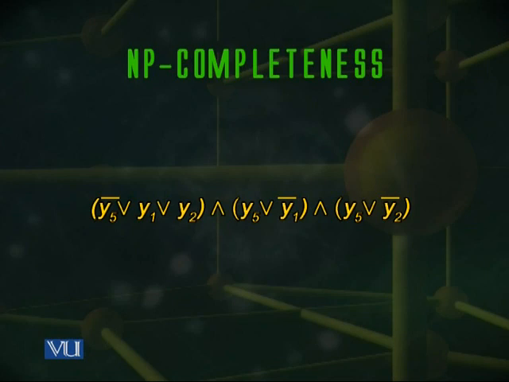Another way to make this whole formula true is to set y5 equal to true. If I set y5 equal to true, then the second and the third clause are true and I don't need to worry about them, but I have to make the first clause true. Since y5 is true, therefore y5 bar is false, and therefore I must make either y1 true or y2 true. So in summary, the only way to make this formula true is to set all the three variables to be false, or I set y5 to be true and one of y1 or y2 to be true.